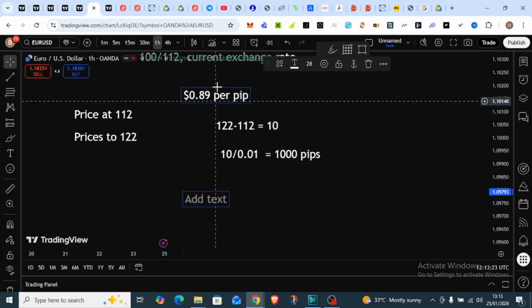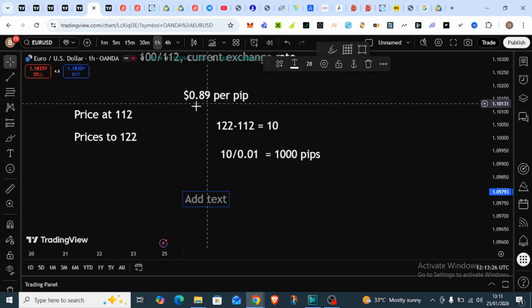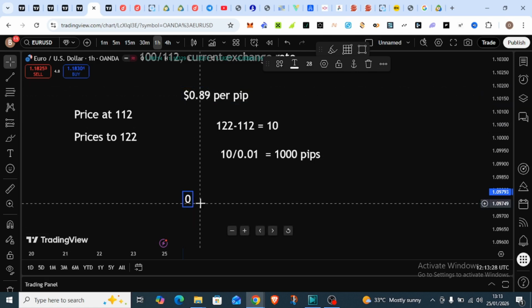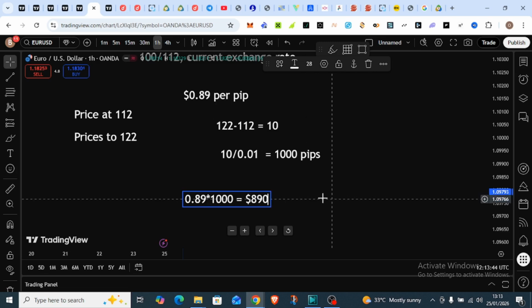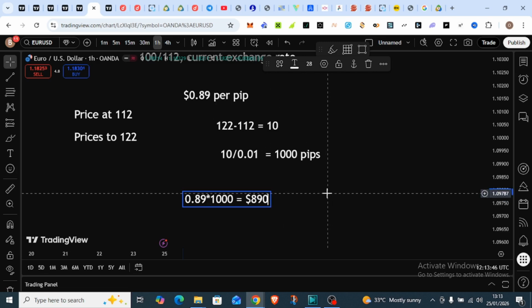So the profit in this price movement now implies the cost per pip, 0.89, times 1000. This is equal to $890. So the profit is going to be $890.